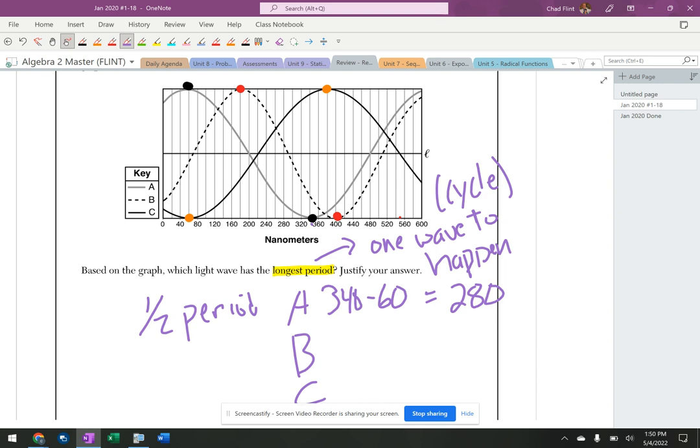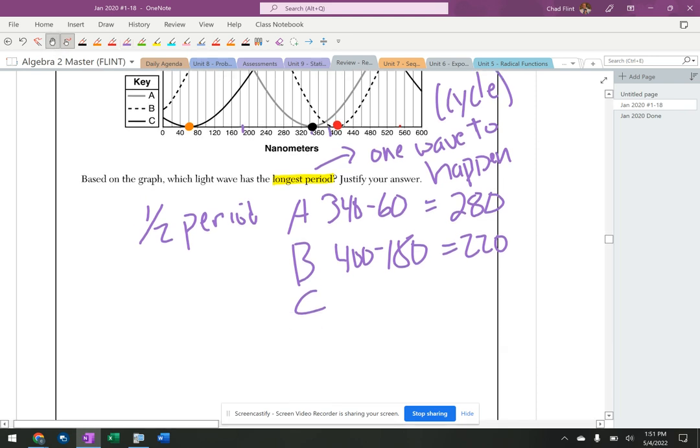B, which is my red dots, is 180 and 400. So 400 minus 180 is 220. And then for C, it's 60 and 380, the orange dot, 60 and 380. So 380 minus 60 is 320.